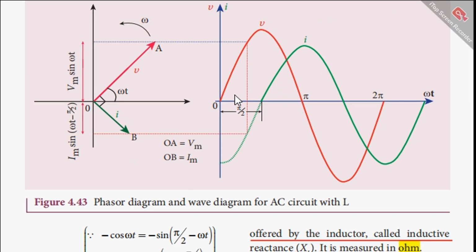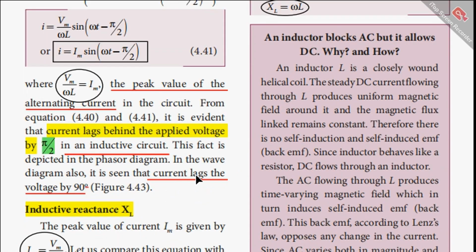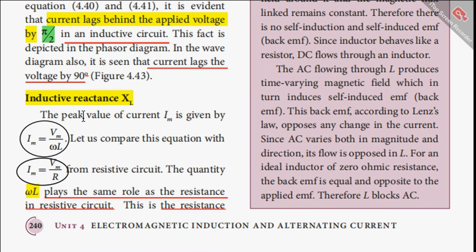In this case, you can see that as the voltage reaches the maximum value, the current becomes 0, and when the voltage reaches 0, current becomes maximum, but they are lagging behind each other. So in the wave diagram also it is seen that the current always lags behind the voltage by 90 degrees.